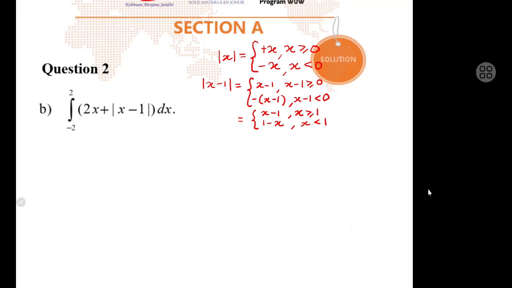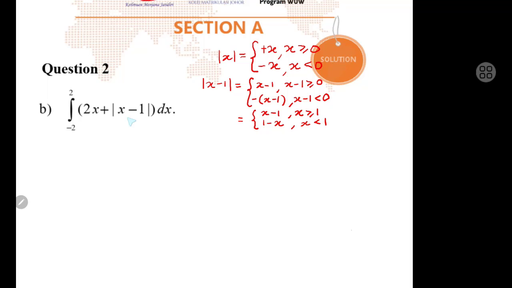Okay, is it clear? So define first. As you can see, there is a different function. For x greater than or equal to 1, you will use the function x minus 1. For x less than 1, you need to use the function 1 minus x. Since the integral is from negative 2 to 2, it includes the value 1 here.